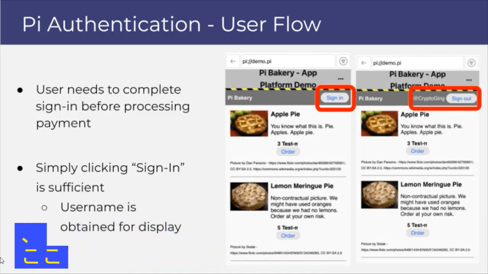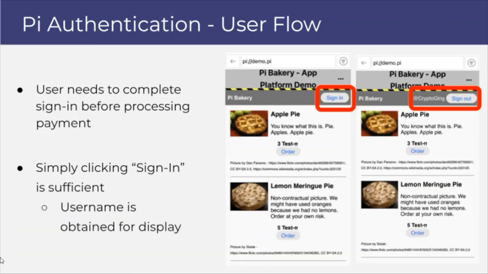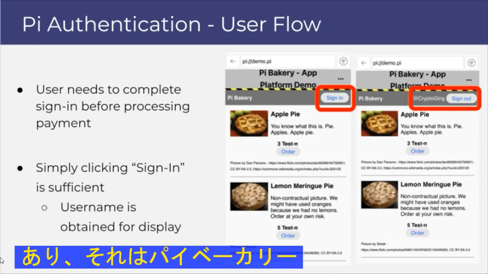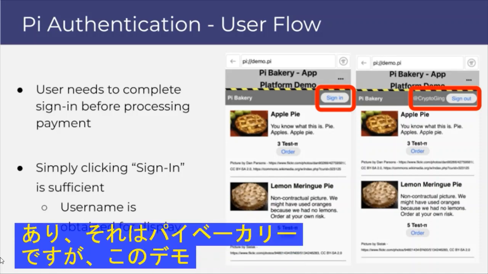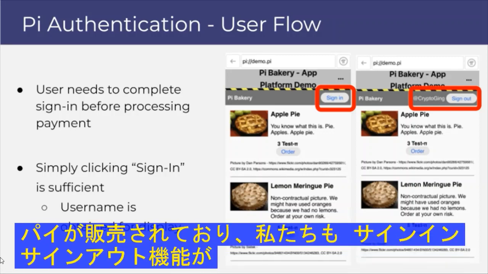So we have here our demo app. And this is the boilerplate I was talking about. It is a Pi bakery, and on this demo app, we have a few pies for sale, and we also have a sign-in, sign-out feature.